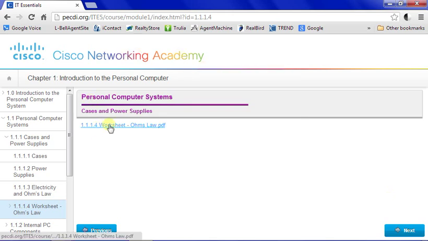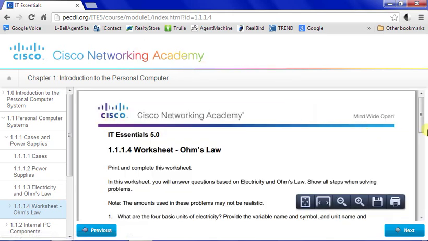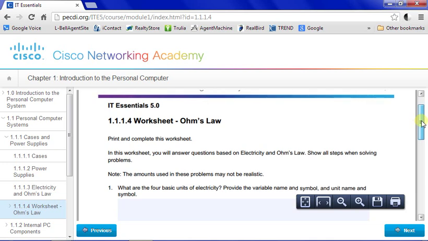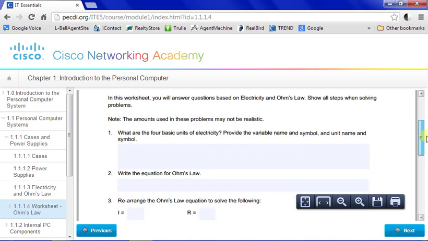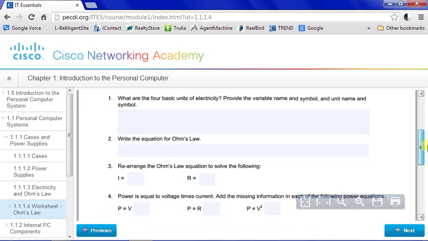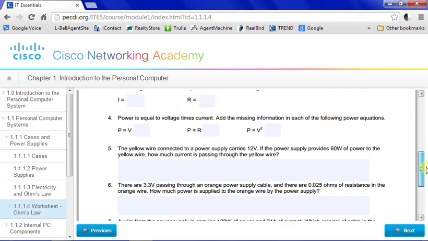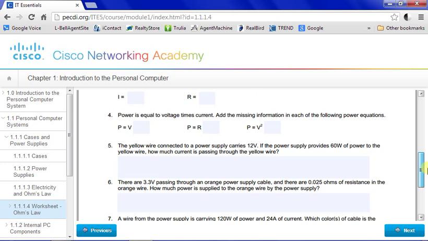And again, here's a worksheet, and you want to make sure that you take a look at this worksheet and you try to solve some of the questions that are here. And this is where we will stop in this lesson on power supply and the computer case.